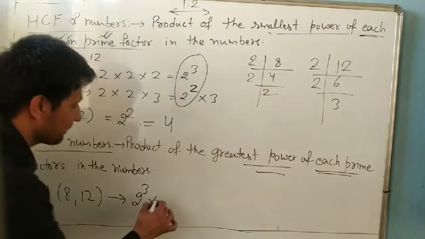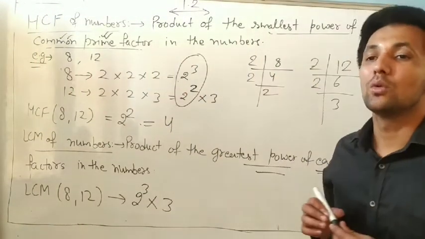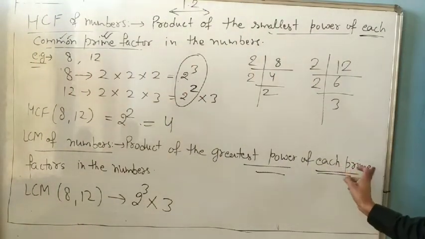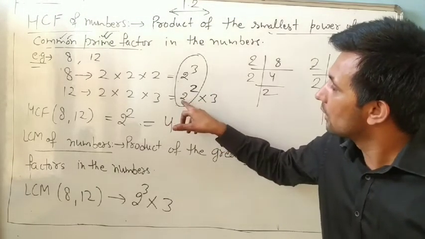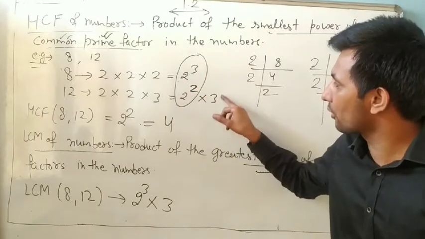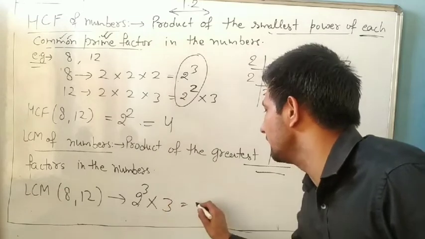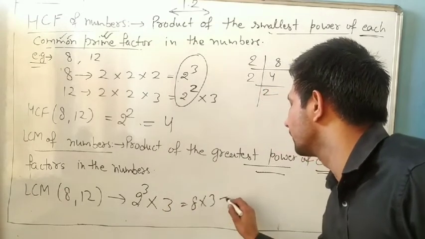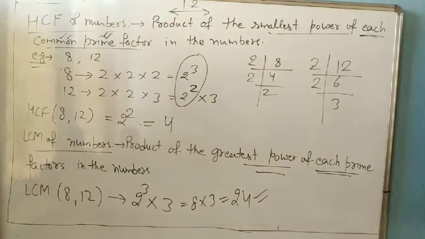Multiply by 3, because in LCM we will not take only the common. All the prime factors we will take, with the highest power. So the highest power of 2 is 3, and the highest power of 3 is 1. So you can write 2 to the power 3, 8. 8 into 3, 24. So what is LCM? LCM is 24. Understand it?